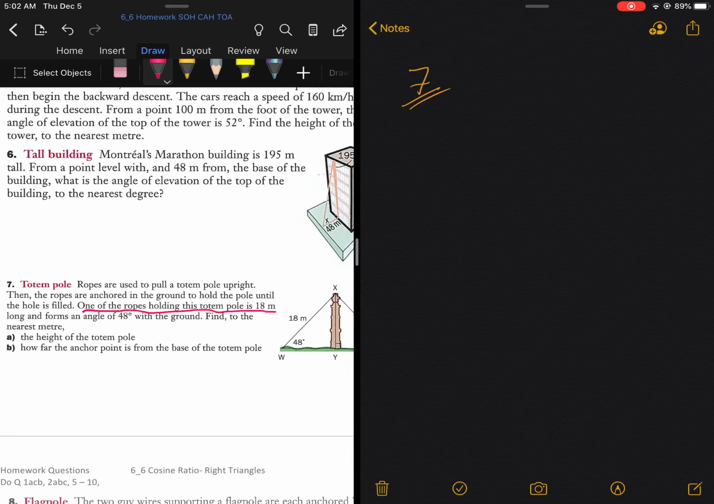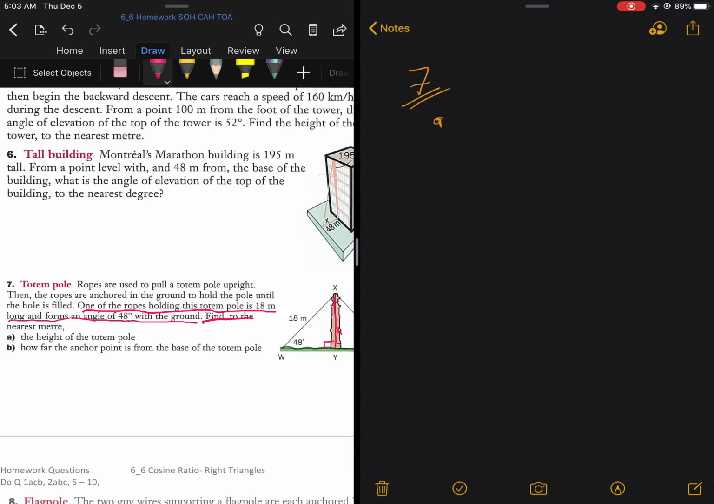One of the ropes holding the totem pole is 18 meters. I see, so we know how long the ropes are, and it forms an angle to the ground of 48 degrees. Find to the nearest meter the height of the totem pole. So let's find H. Let's try to do that first.